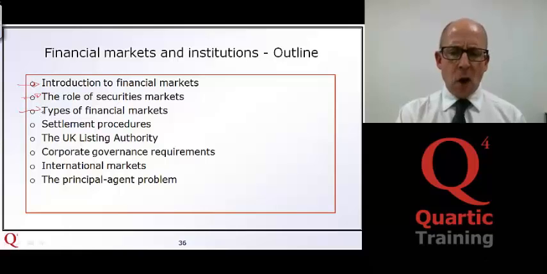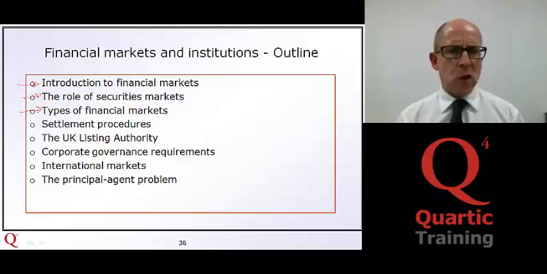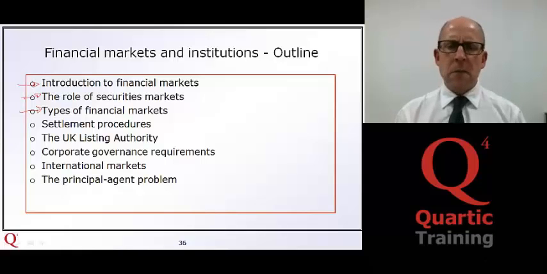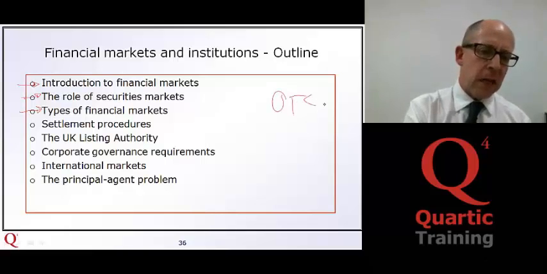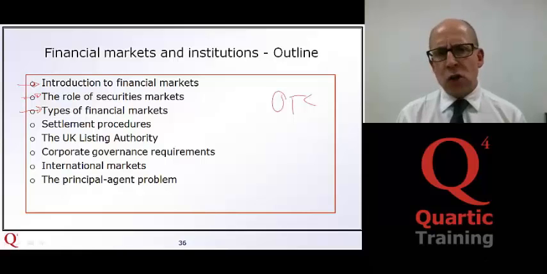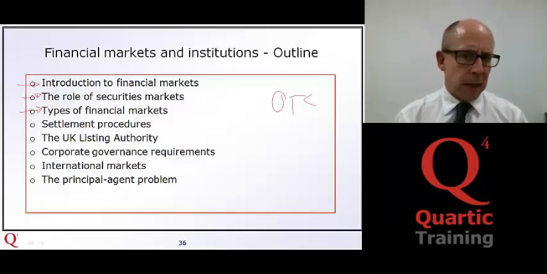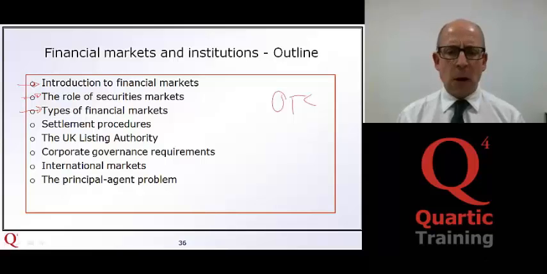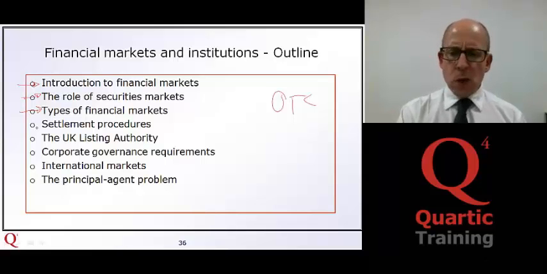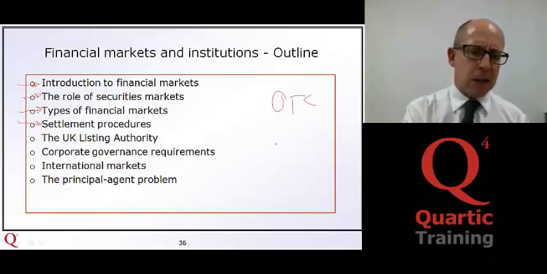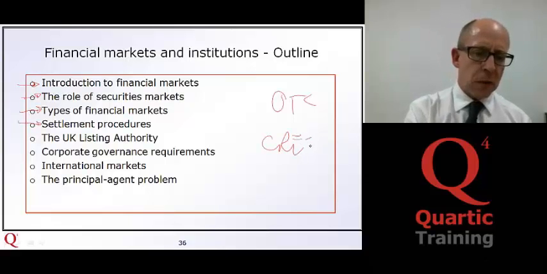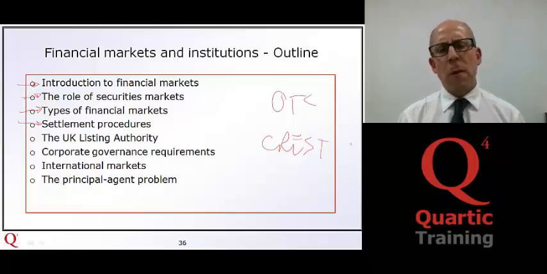We'll look at the types of financial markets. So this is where we've got our exchanges, of course, on one hand, centralized meeting places for investors, compared to the over-the-counter or OTC markets, whereby trading is carried out bilaterally between two counterparties. We'll also look at the settlement procedures. So within the United Kingdom, the CREST organisation plays a very important role.